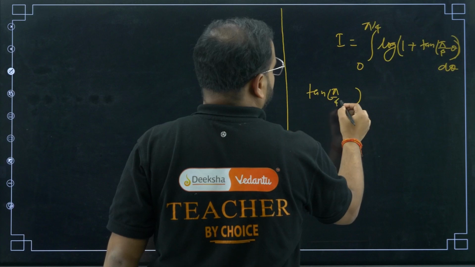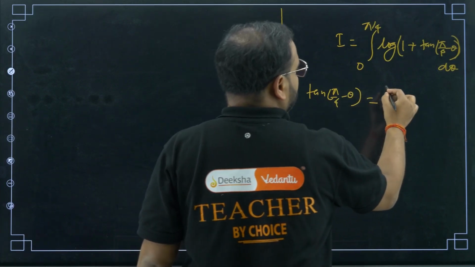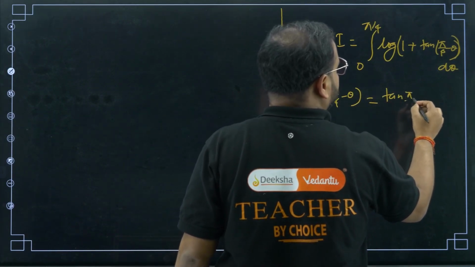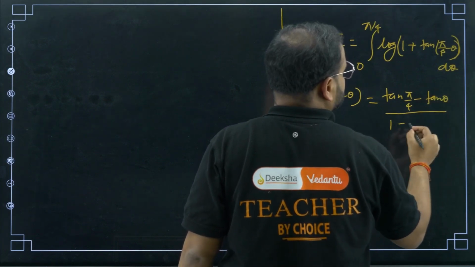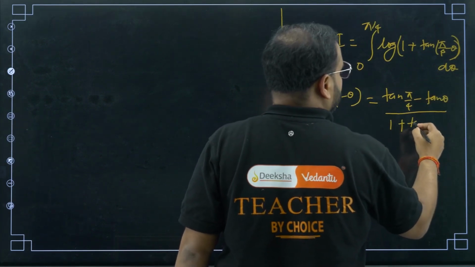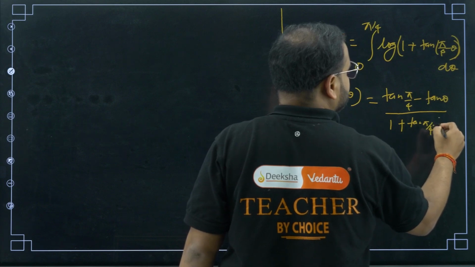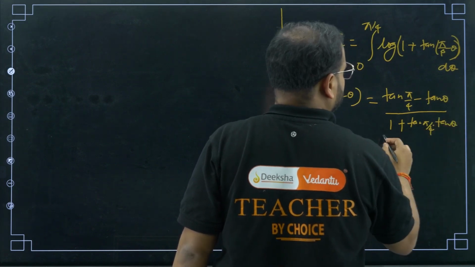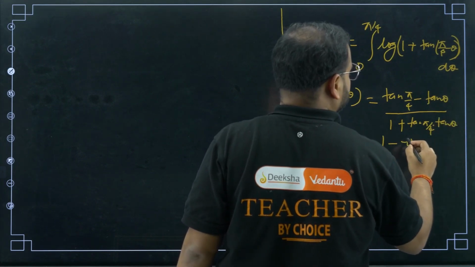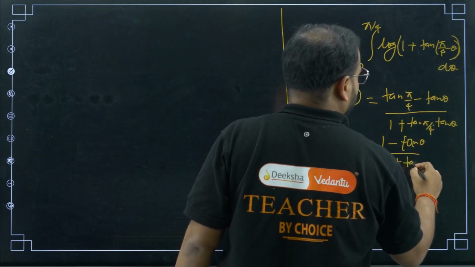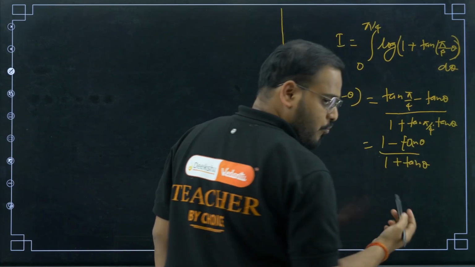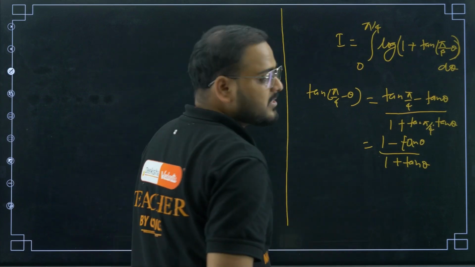Pi by 4 minus theta. This will become what? Tan pi by 4 minus tan theta upon 1 minus, so minus is there, so 1 plus tan pi by 4 times tan theta. How much is that? 1 minus tan theta upon 1 plus tan theta, because tan pi by 4 is how much? 1, okay? So 1 minus tan theta upon 1 plus tan theta, okay?